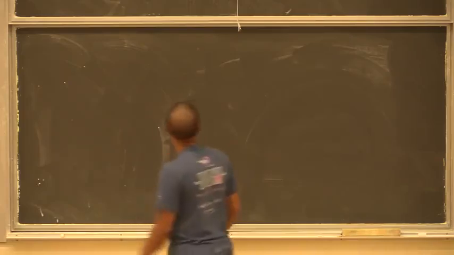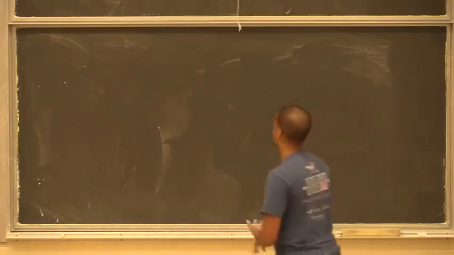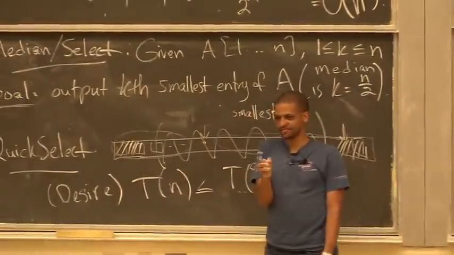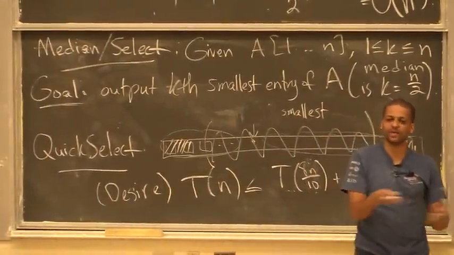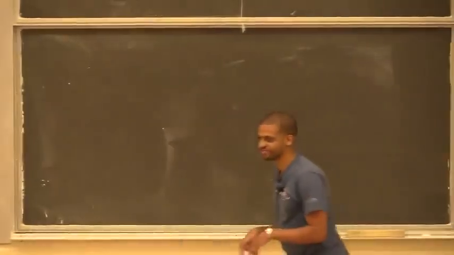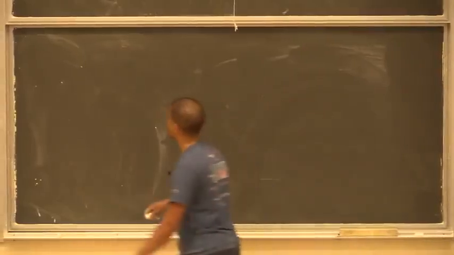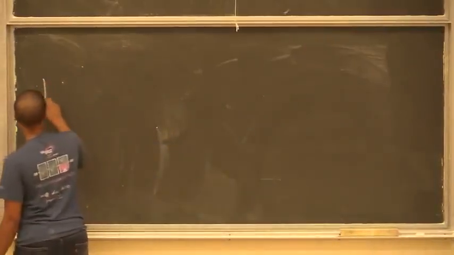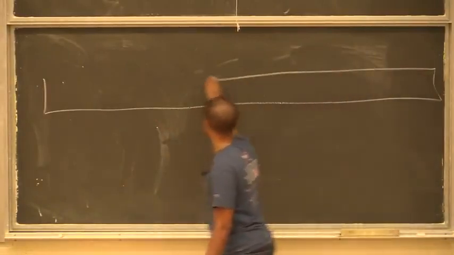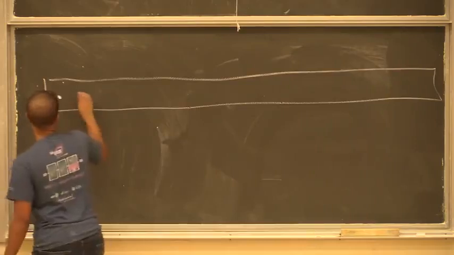All right. So what's the algorithm? I'm going to basically do the quick select algorithm. I'm going to pick a pivot, and then I'm going to figure out which side of the pivot to recurse on. The question is just, how do I pick the pivot? So here's how I pick the pivot. Here's my array A. It has n entries.